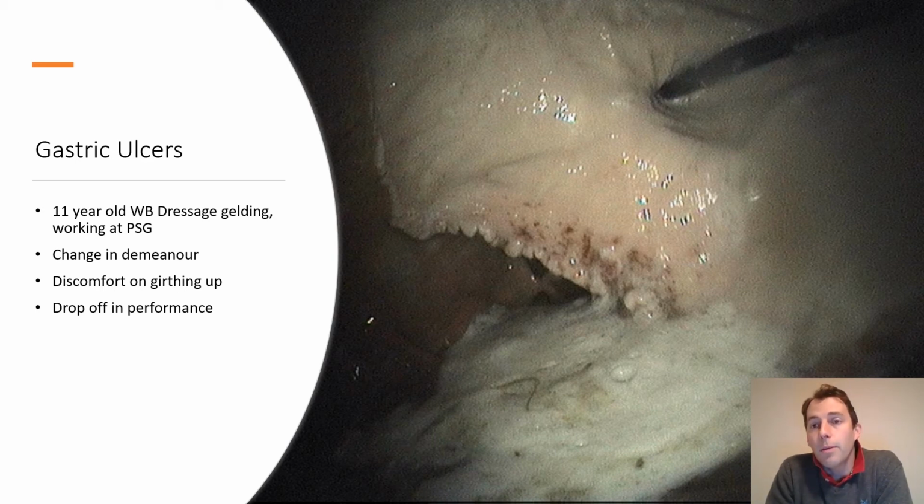You can see the endoscope coming through it. And this pale pink area is the non-glandular portion of the stomach, so this is almost an extension of the esophagus. And then beneath that you see the darker pink area, which is the glandular portion of the stomach, which is the part of the stomach that releases stomach acid, among other things. And then looking at the border between the two, the margo plicatus, we see reasonably extensive areas of ulceration, which were the source of this horse's discomfort.